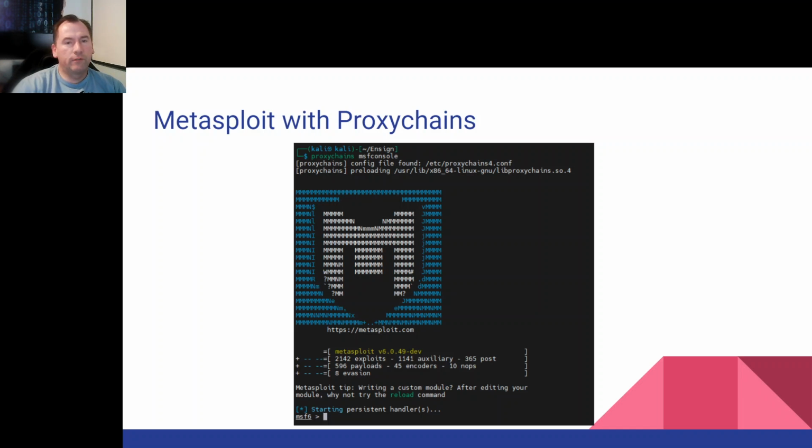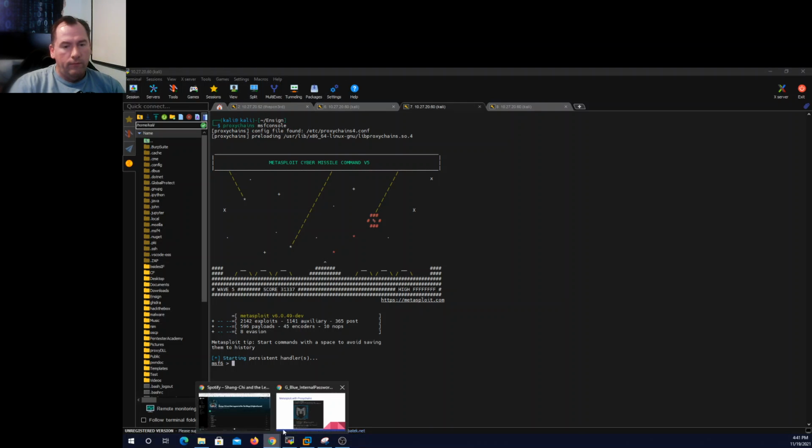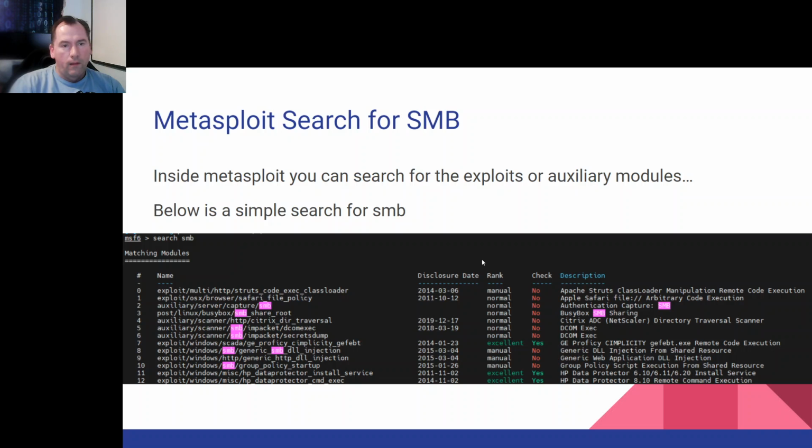Moving on to using proxy chains. At the top of this screenshot, you can see I've put proxy chains and then MSF console, and I've loaded Metasploit. So I'm just going to go ahead and do that. Oh, I already have loaded Metasploit using proxy chains Metasploit, which is good. And then what I am targeting here is SMB.